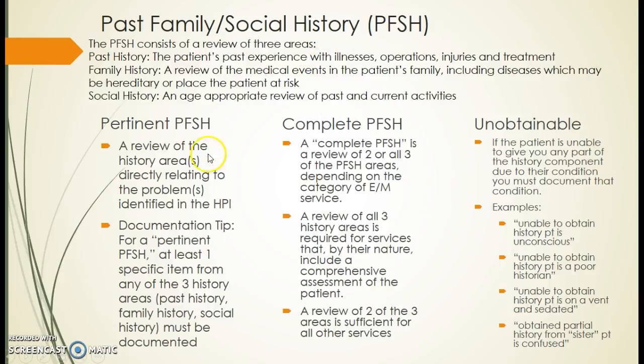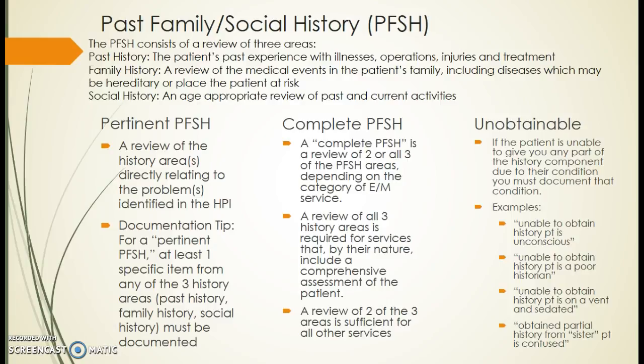Okay, past, family, social history. The PFSH consists of a review of 3 areas. We have the past history, which is the patient's past experience with illness, operations, injuries, and treatment. We have the family history, which is a review of the medical events in the patient's family, including diseases which may be hereditary or place the patient at risk. We want to know about those. Social history is an age-appropriate, notice age-appropriate, probably won't ask a 5-year-old if they have a history of alcohol abuse. So age appropriate is kind of a big deal there. An age-appropriate review of past and current activities.